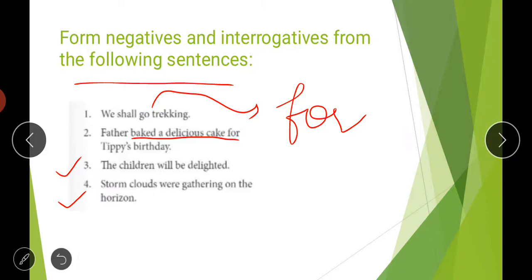So again here, were is your helping verb. So simply you will form the question by putting the helping verb at the start of the sentence, before the subject. So, were storm clouds gathering on the horizon? And if you want to make it negative, then you will add the word not after this helping verb. So you will write, storm clouds were not gathering on the horizon. Like this you can form the negative sentence of this one.